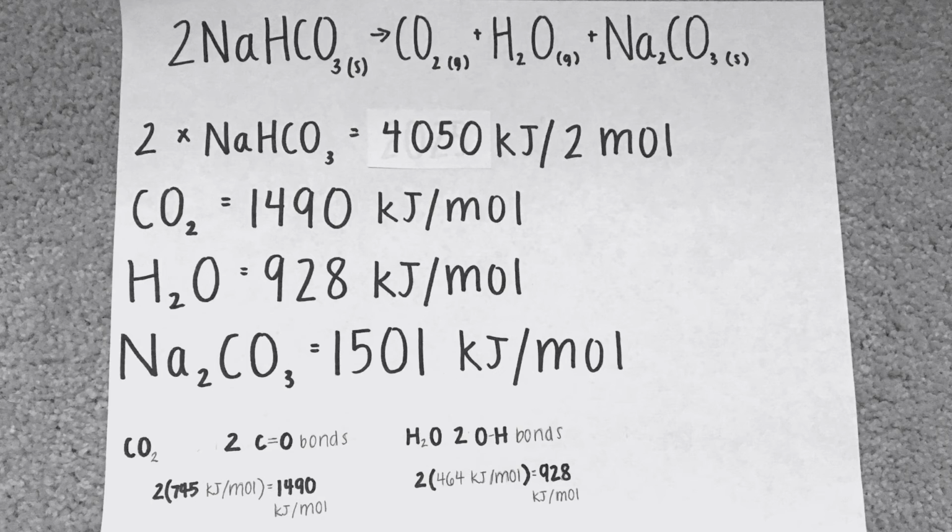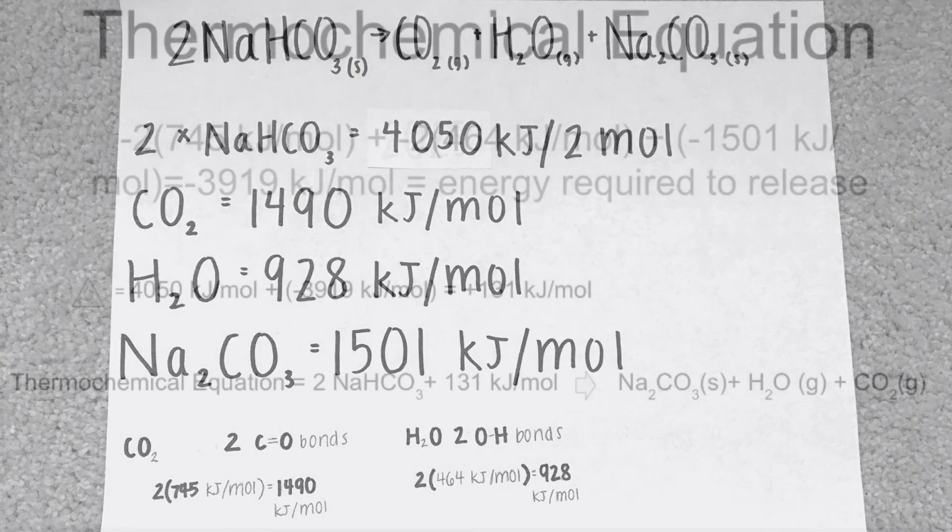Carbon dioxide has the double bond, so we have to multiply 745 joules per mole by 2, which gives us 1,490 joules per mole. Water has 2 OH bonds, so we multiplied 464 by 2, which gave us 928. Sodium carbonate has a bond energy of 1,501. These bond energies tell us how much energy we need to break down a compound.